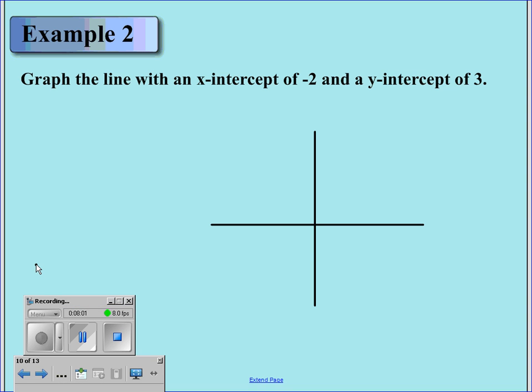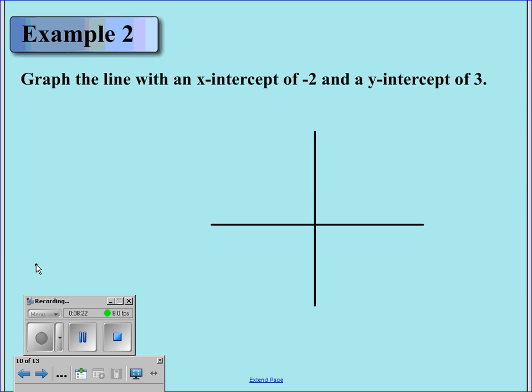The directions are to graph the line with an x-intercept of negative 2 and a y-intercept of 3. So first of all, let's go back to the very first slide and remember, what does intercept mean? It's a point on the axis. So that means I want a point on the axis.